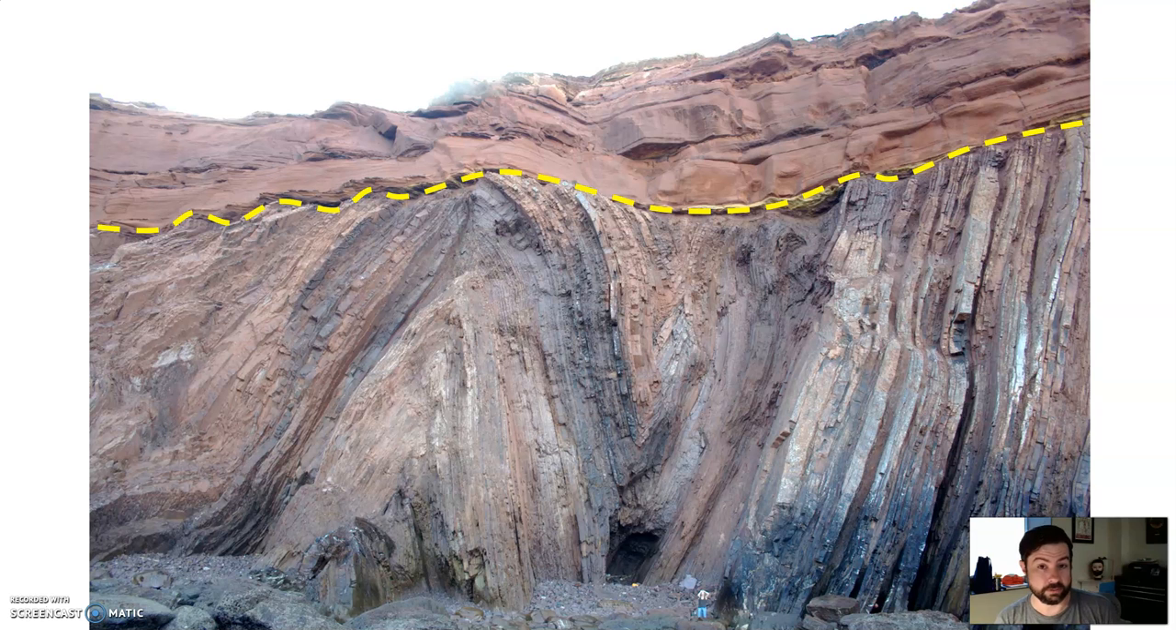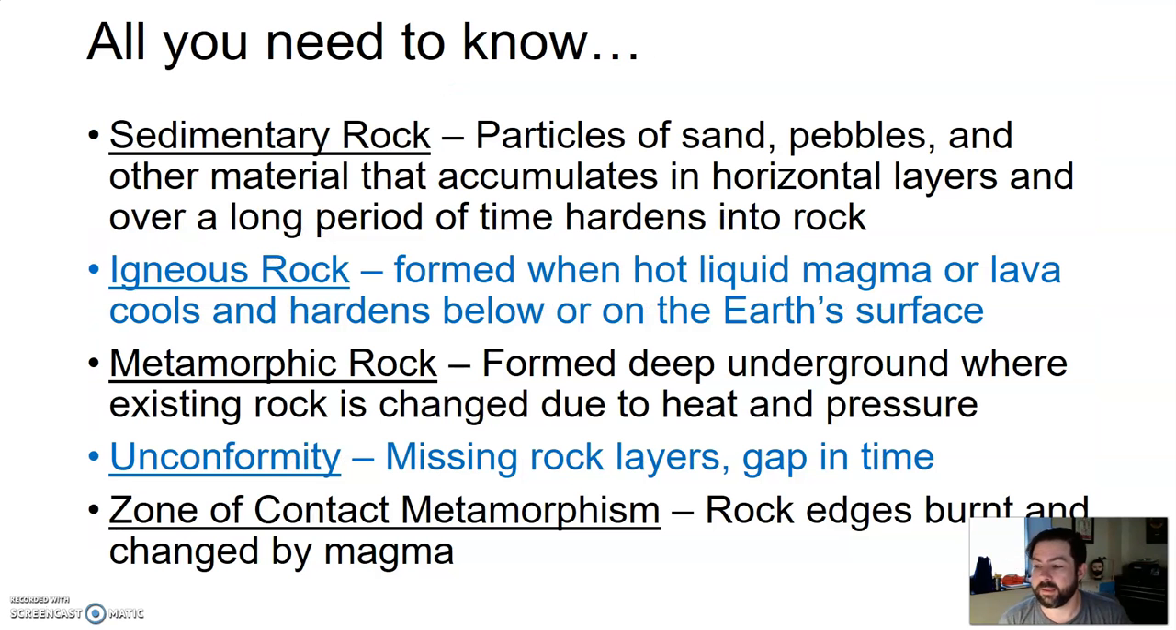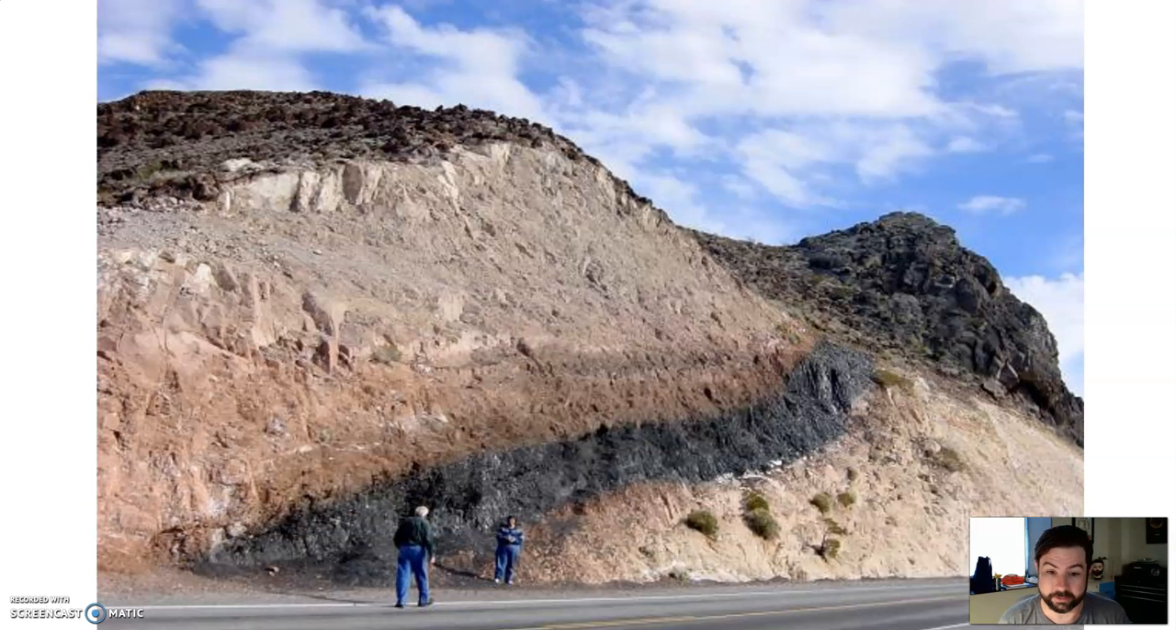And there's a few different types, which we'll talk about in a little bit. And then finally, we have zones of contact metamorphism. This is where the rock edges, or edges of particular rocks, are burnt and changed by magma.